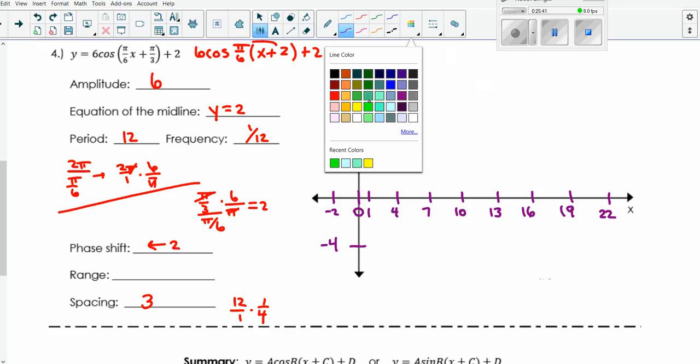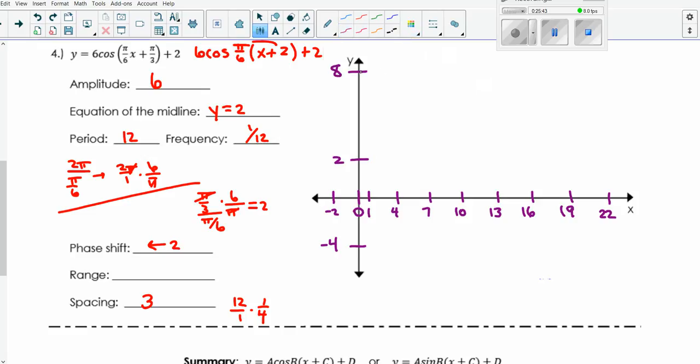Draw my lines in. Alright, here's my maximum. Here's my midline. And my minimum. Okay, you can see that the spacing between looks pretty similar. Alright, so let's plot my points.